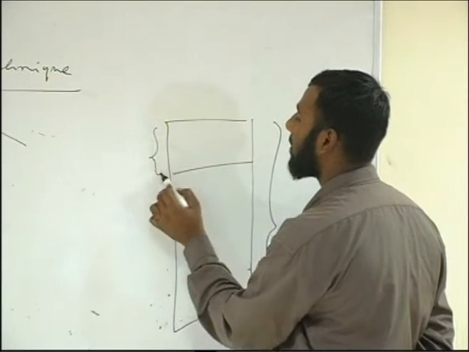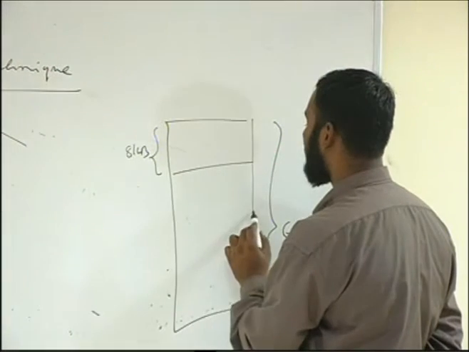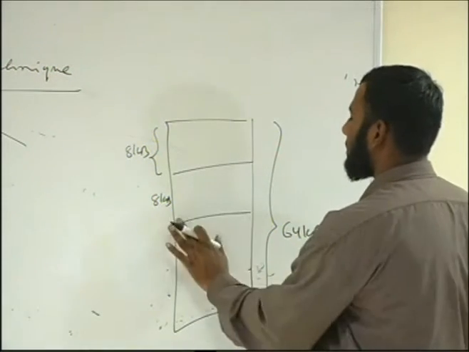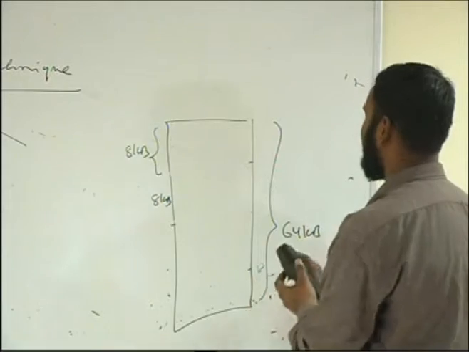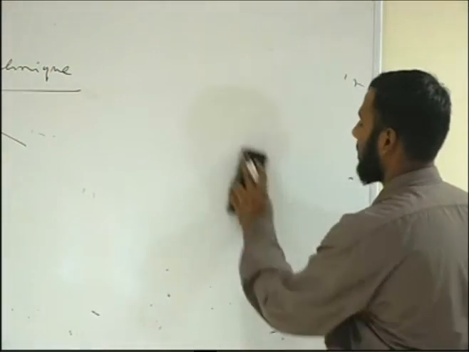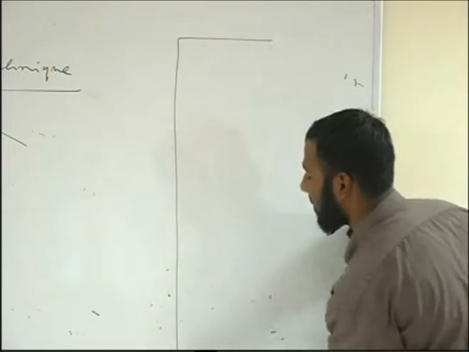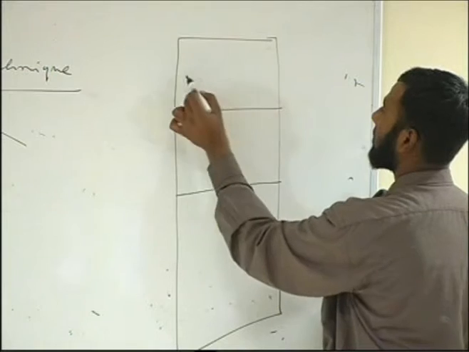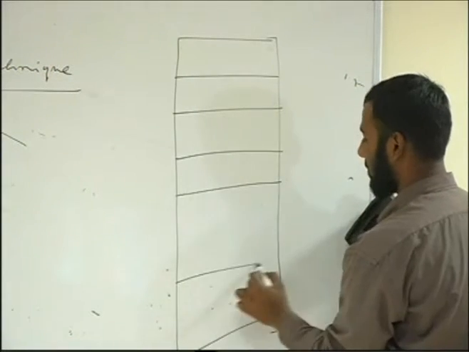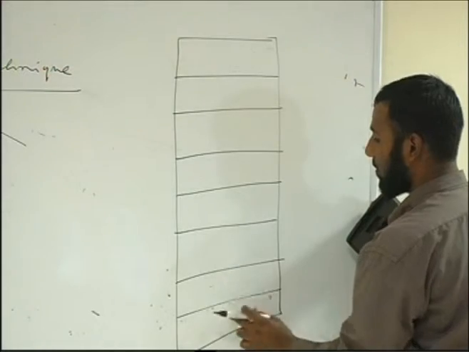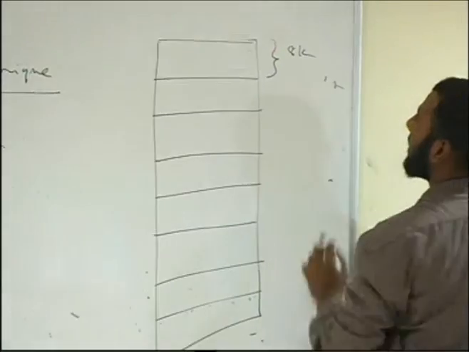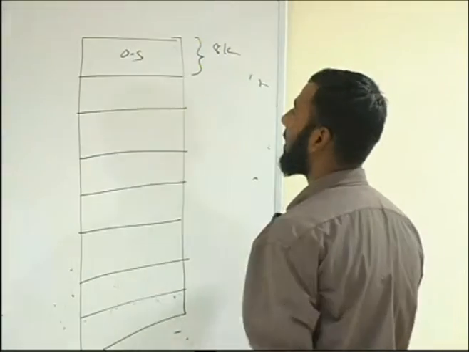This partition P1 will be 8 kilobytes. This partition P2 will be again 8 kilobytes. You will have 8 partitions, for example. Each partition is of size 8 kilobytes. Assume that the operating system is residing here. Now, 7 partitions are free.